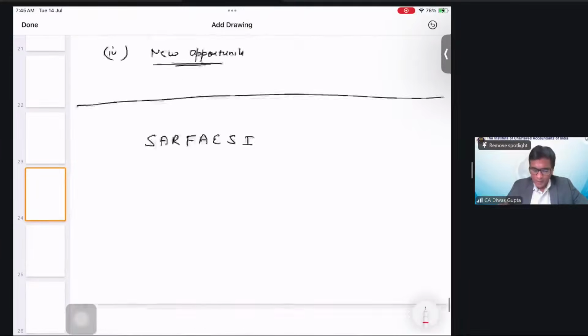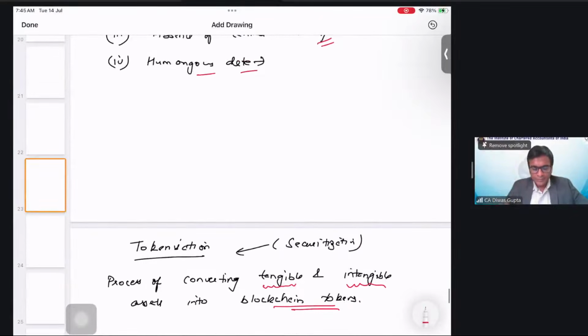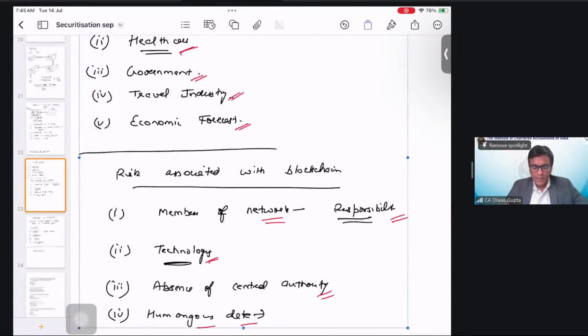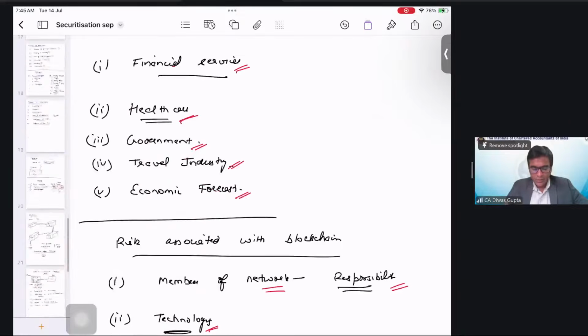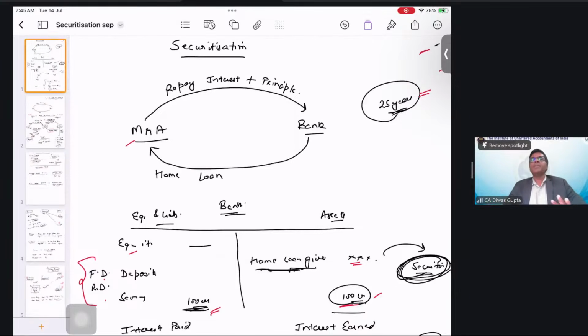Okay, so I think this was it, students, on the securitization topic. So overall, if I sum it up, securitization is a process of converting a liquid asset into marketable securities through different forms and means. Okay.